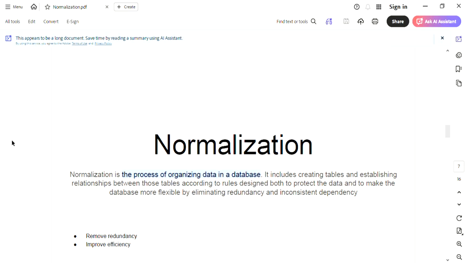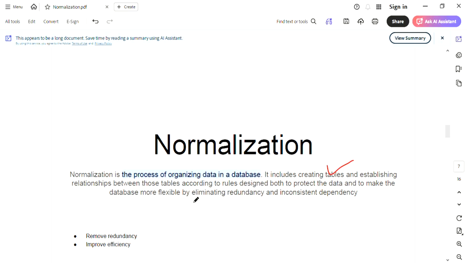Okay, so what do you mean by organizing data? The data can be in any format. So we need to organize it in the table format so that we can understand it in a neat way.